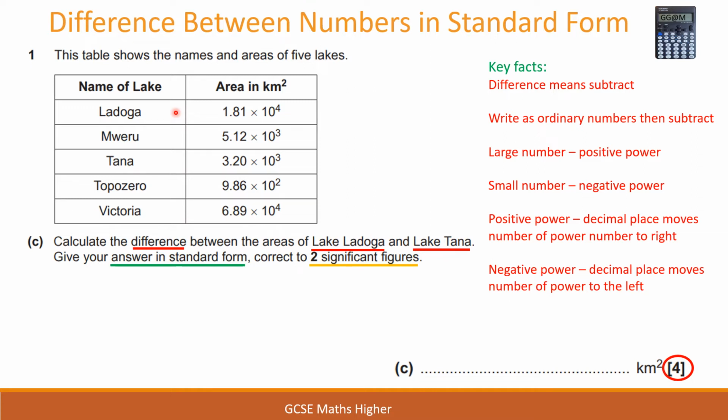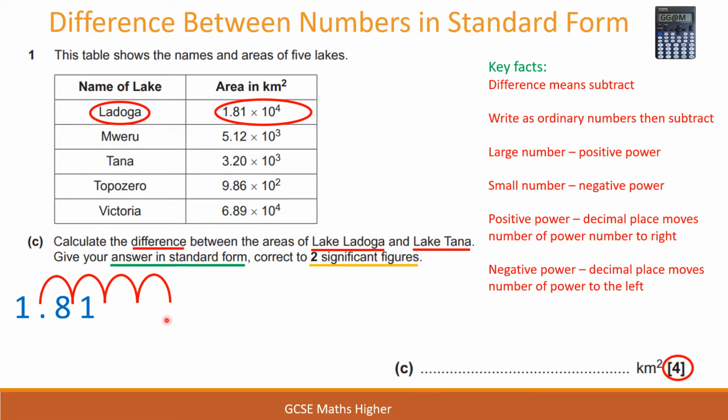Well done. So first of all, we're going to identify the top lake. Now we've got the number 1.81 times 10 to the power of 4, and we're going to write this as an ordinary number. So I start with the digits 1.81. Now this decimal point here has got to move to the right because the number is a large number, to make the number bigger. This decimal point is going to move 4 places to the right, so I'm going to go 1, 2, 3, 4, and the new decimal point will end up here at the end.